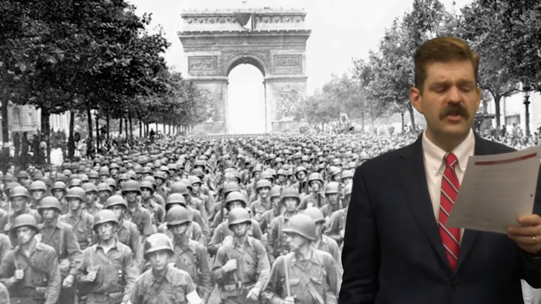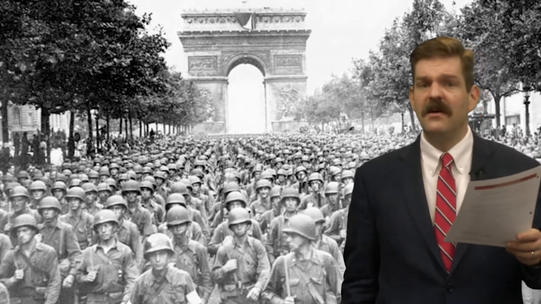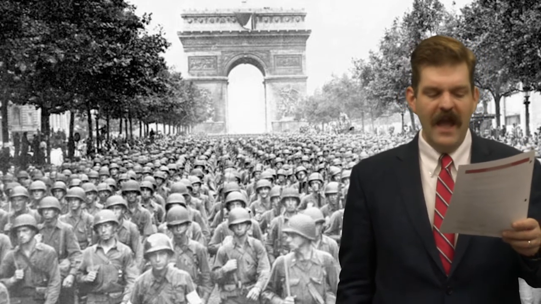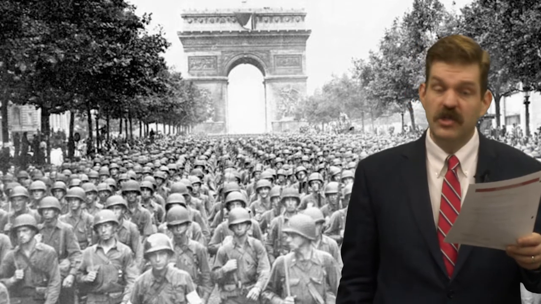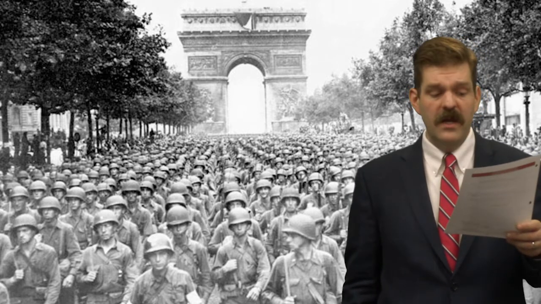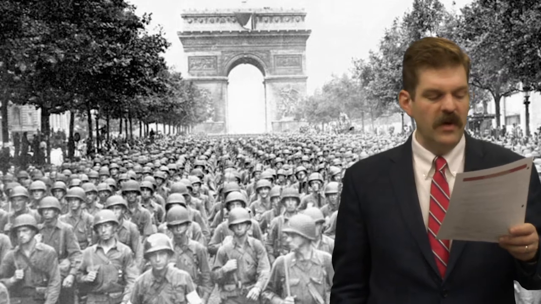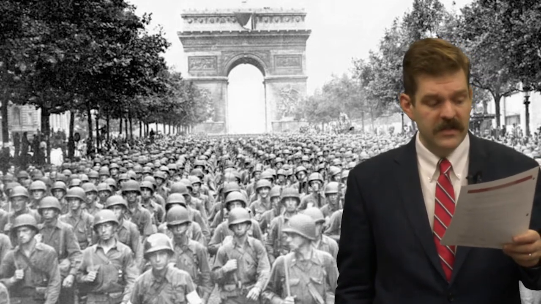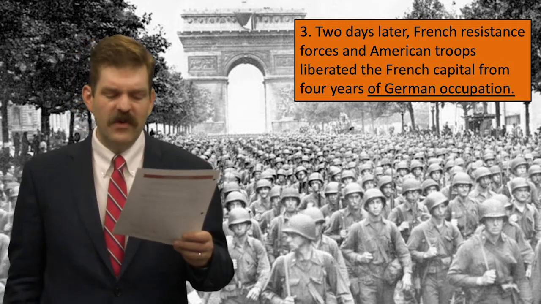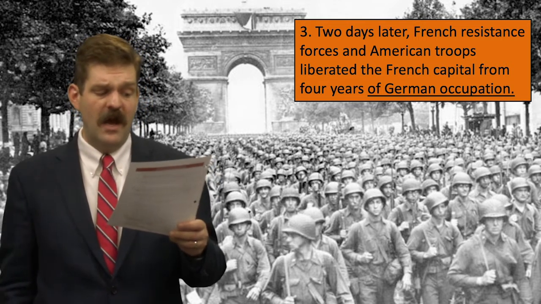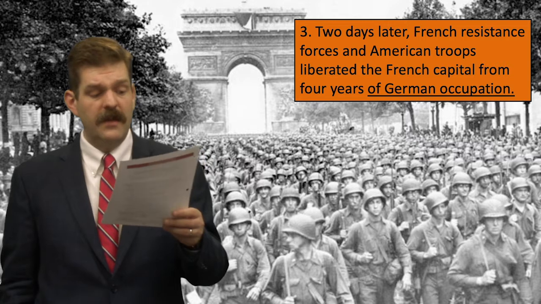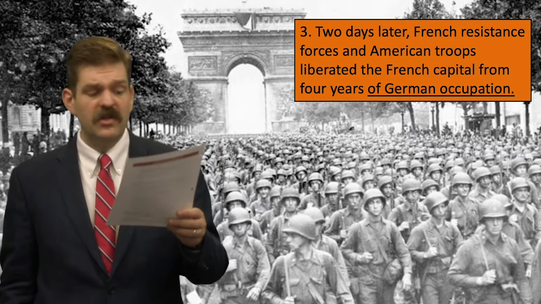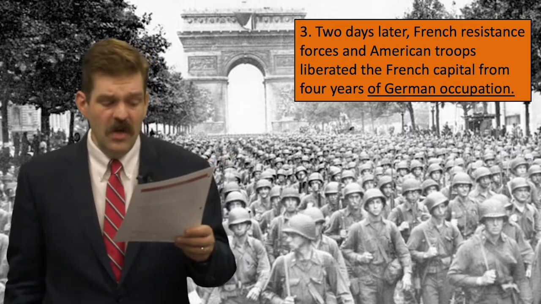On July 25th, General Omar Bradley unleashed a massive air-land bombardment against the enemy at Saint-Lô, which provided a gap in the German line of defense, through which General George Patton and his Third Army could advance. On August 23rd, Patton and the Third Army reached all the way to the Seine River south of Paris. 2 days later, the French resistance forces and the American troops liberated the French capital from 4 years of German occupation. By September of 1944, the Allies had freed France and Belgium and Luxembourg.